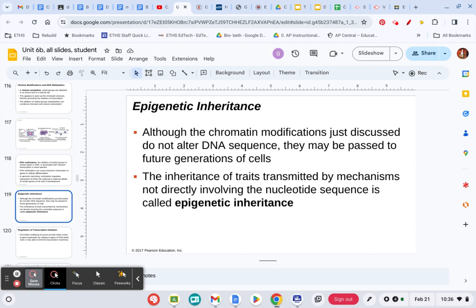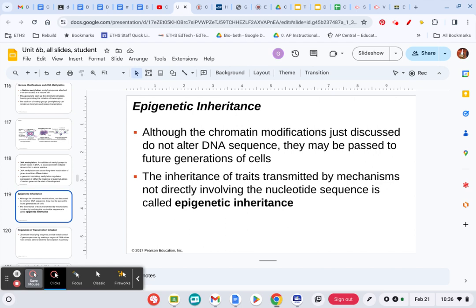So this kind of has to do with what we call epigenetic inheritance. Although chromatin modifications do not alter the DNA sequences, they can get passed down. So the DNA is still there, but it becomes methylated to the point where it can no longer be expressed, even when it's passed on to the next generation.